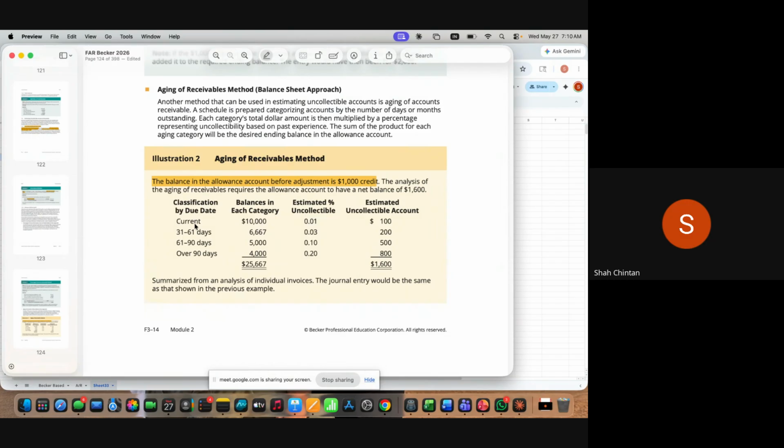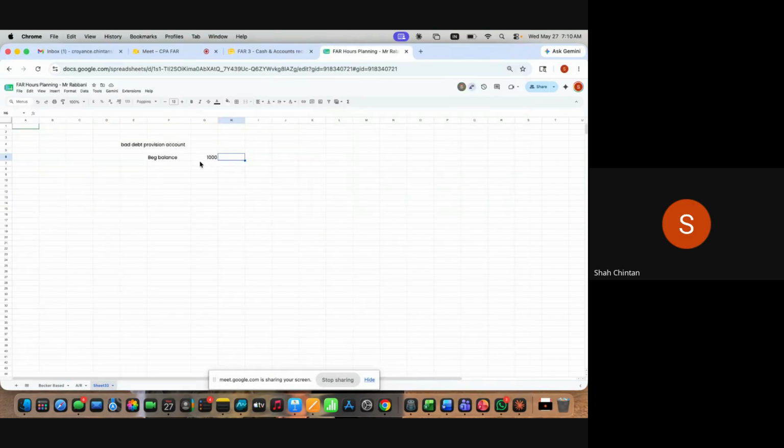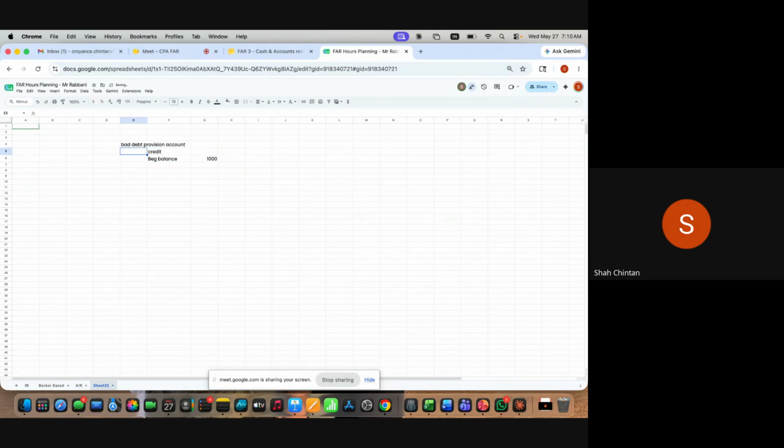All clear? Any doubts in that? So it will be credited. Yes, so opening balance is on a credit side. So this is the credit side. Okay, this is the debit side.